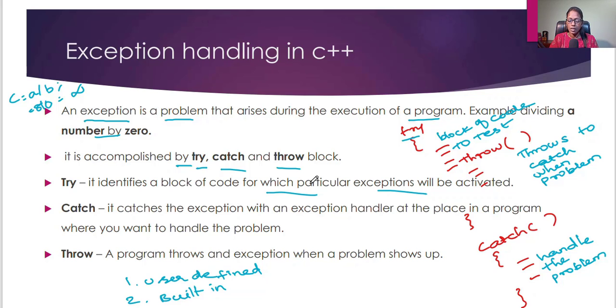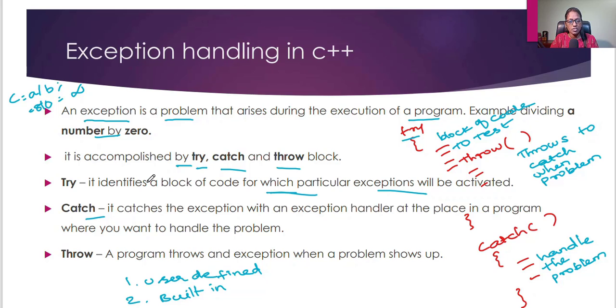For example, a set of students are there in a class. For that class, I give a teacher, so that the teacher will monitor the students. Similarly, the try block monitors the set of statements for any error. It is the block of code to test for any error. If there is any error, it identifies the block of code for which particular exceptions will be activated. That is the try block. And the next one is catch.